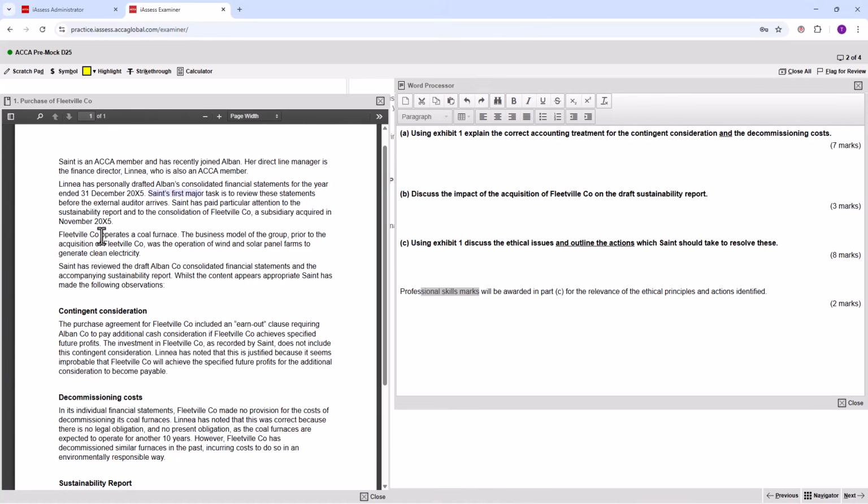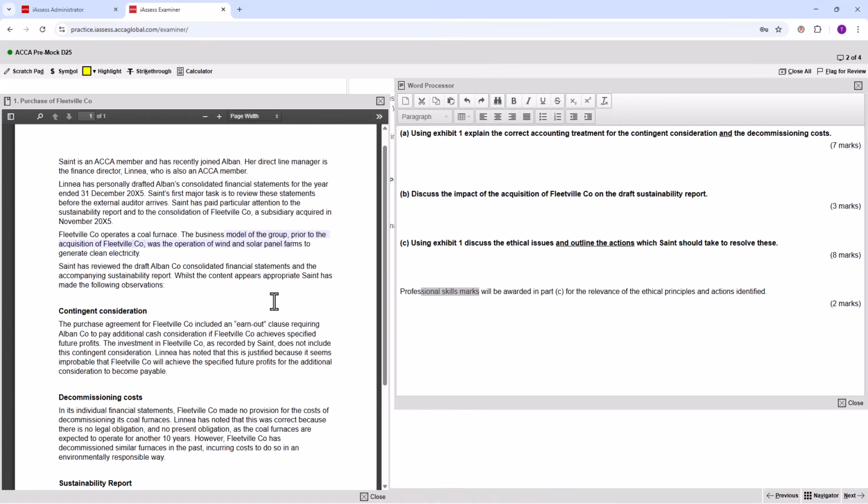We know the basic business model of the business of Alban is electricity, but they seem to have acquired a new subsidiary. And the new subsidiary has a coal furnace. And before the acquisition, it was basically a wind and solar panel. So there's a diversification going on. I'm getting a little bit lost.